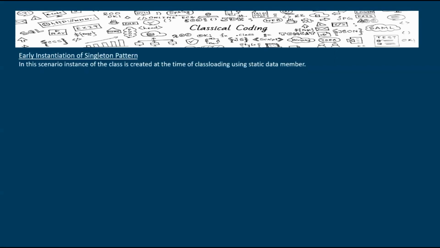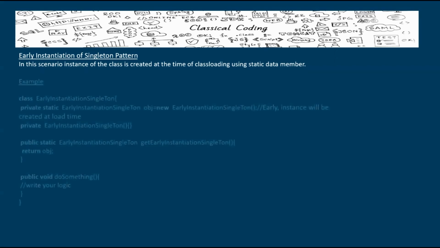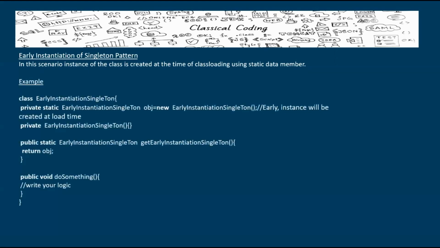Let's discuss early instantiation of singleton. In this scenario, the instance of the class is created at the time of class loading using a static data member. Let's discuss one example. Here in the early instantiation singleton class, we have one static data member, that is obj, one default constructor, and a get early instantiation singleton method. It returns the object when we need the object.